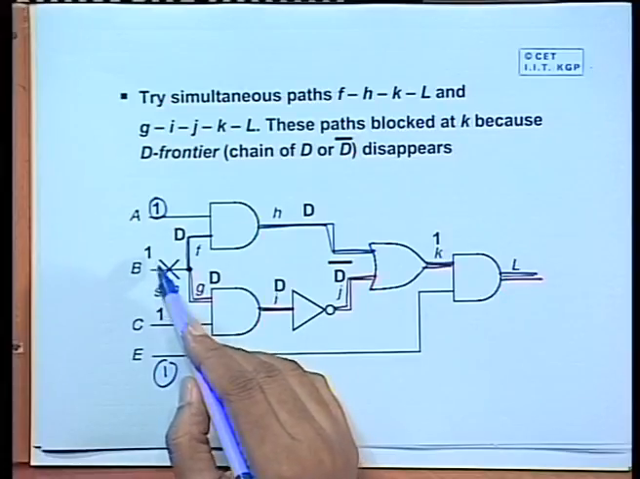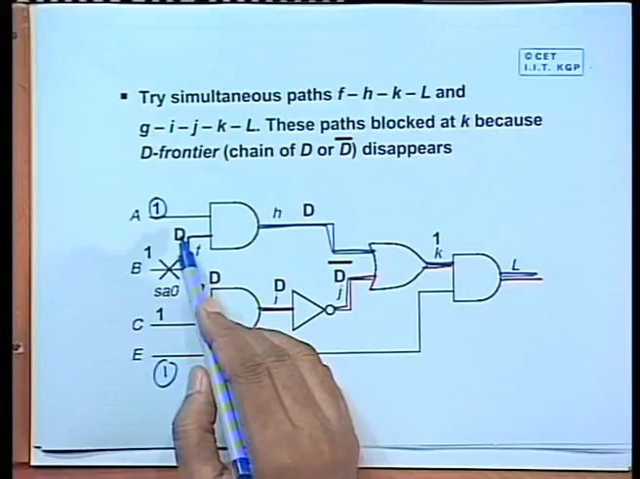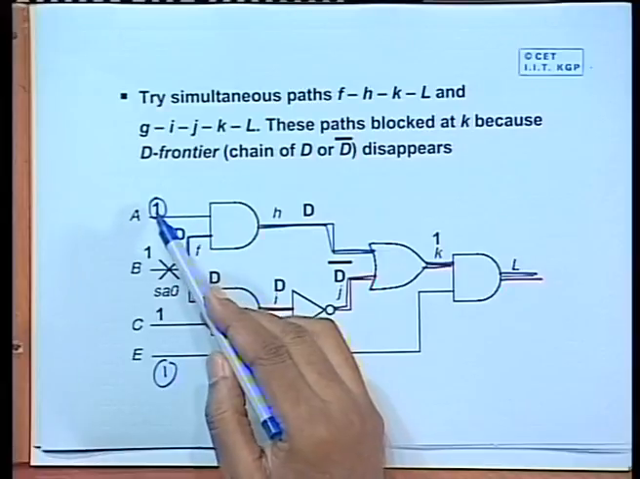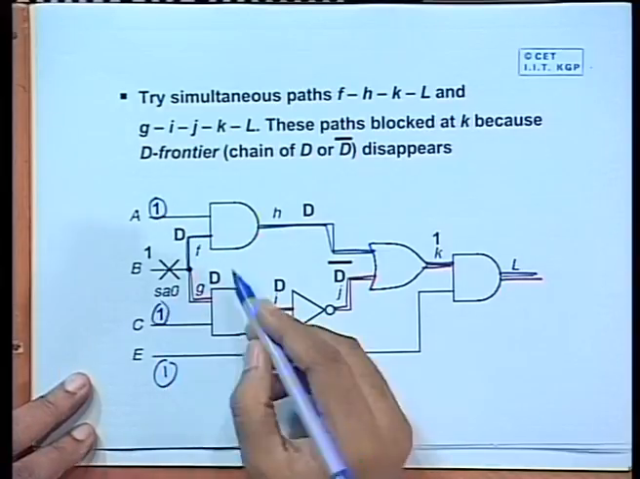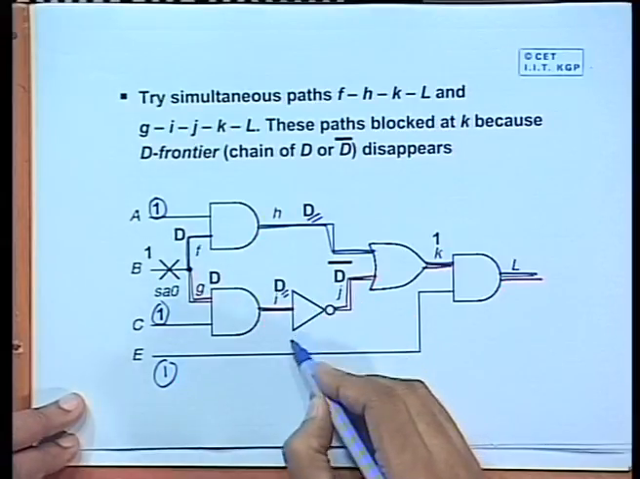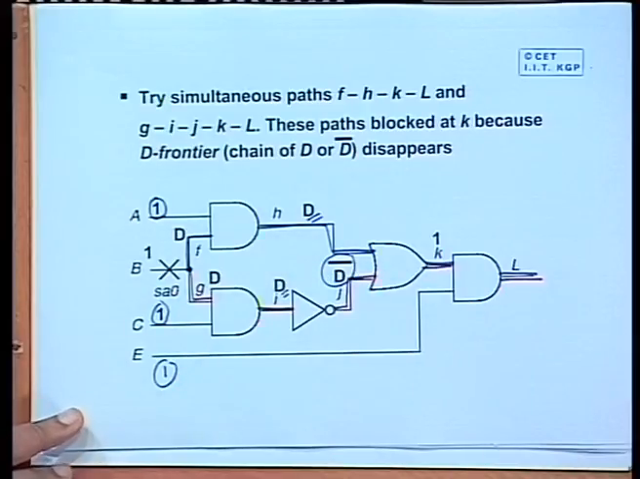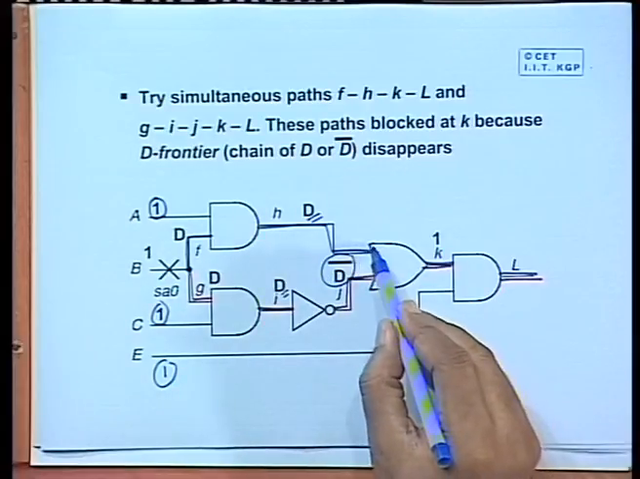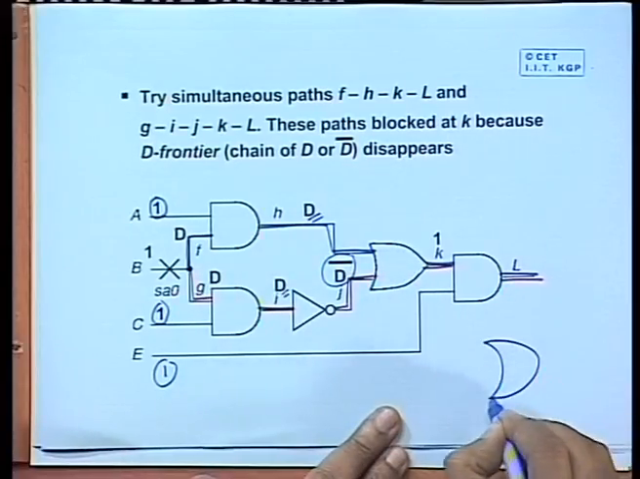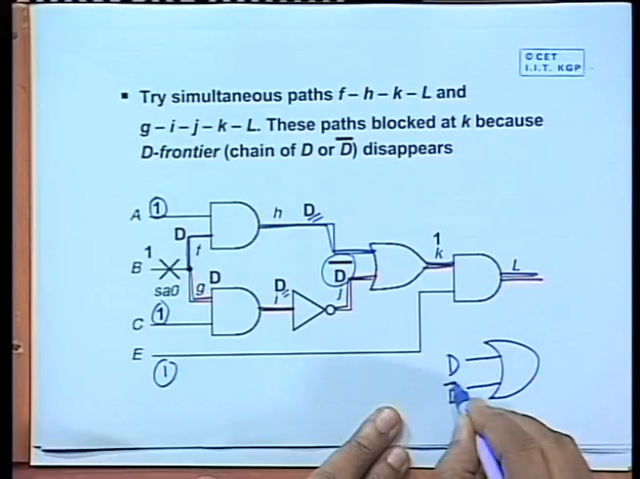Now, this is stuck at 0, I have to apply a 1 here. So, actually this point I am applying a D. So, D on F, D on G. Since we are applying 1 here and 1 here, so D will also come out here and here. This is an inverter. So, to the output of the inverter we get a D bar. Now, you observe one thing, you have an OR gate, one of its input is D, the other input is D bar.